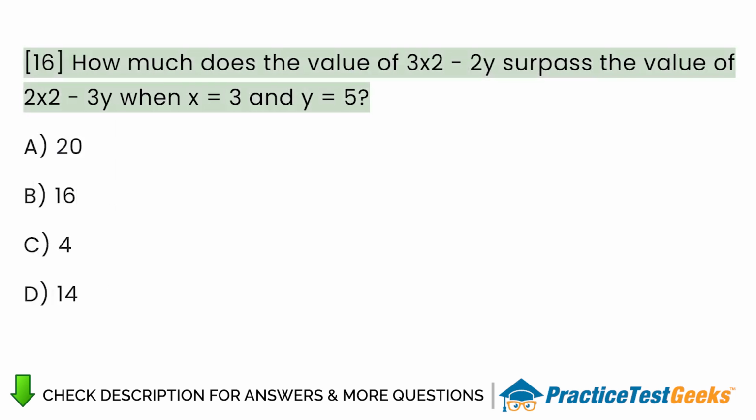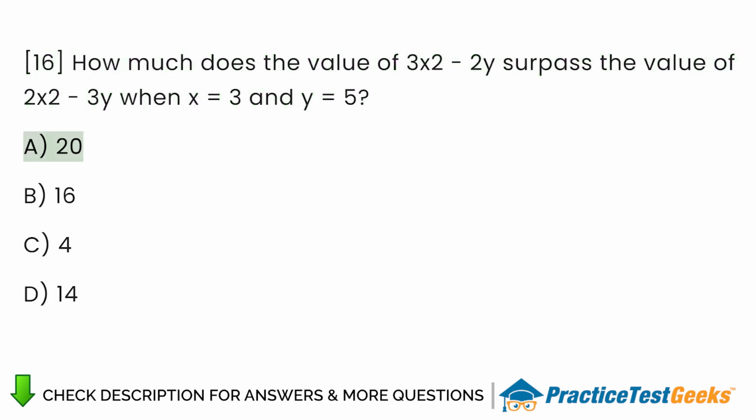How much does the value of 3 times 2 minus 2y surpass the value of 2 times 2 minus 3y when x equals 3 and y equals 5? A, 20. B, 16. C, 4. D, 14.